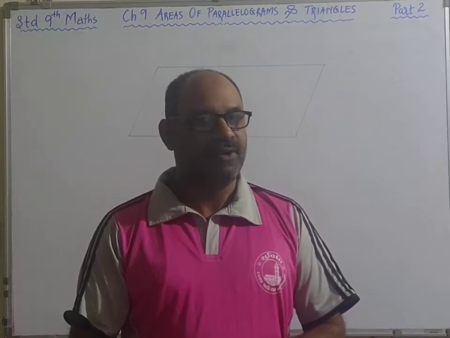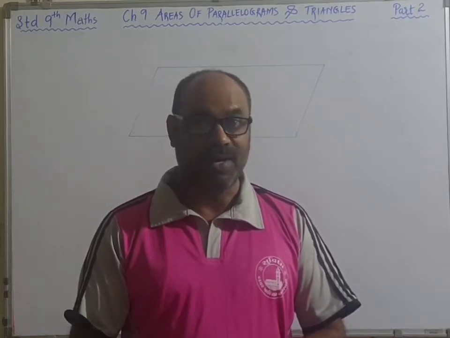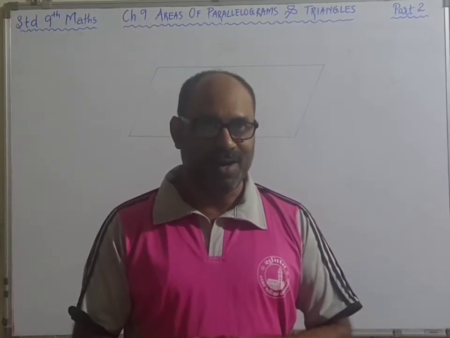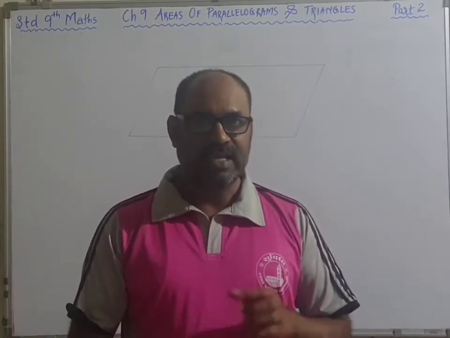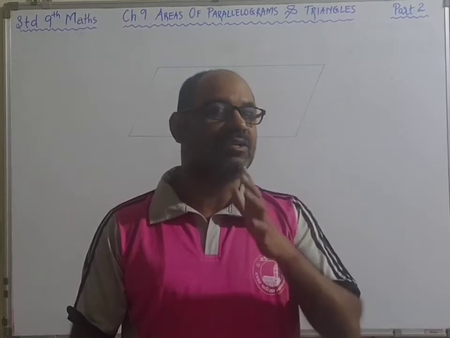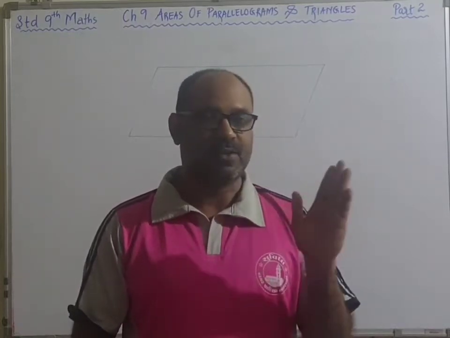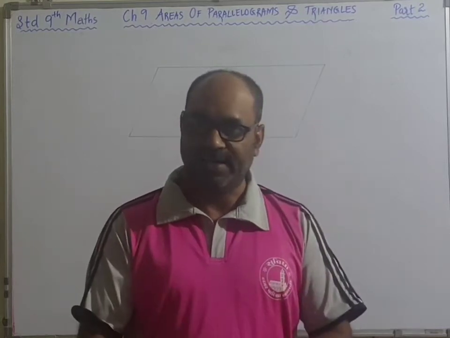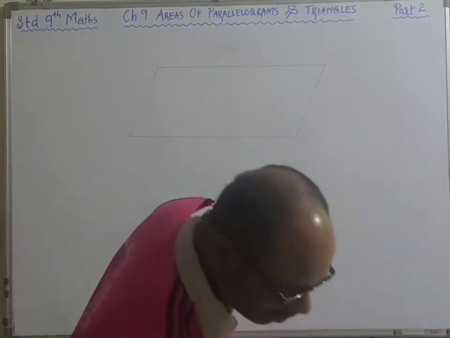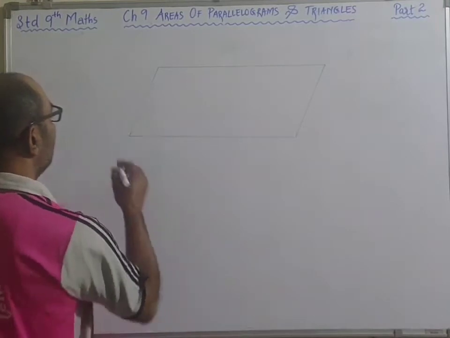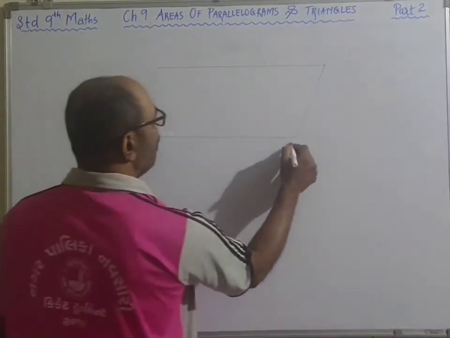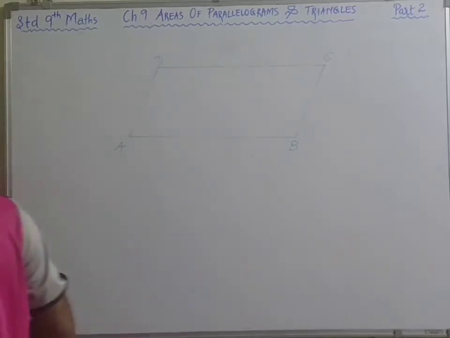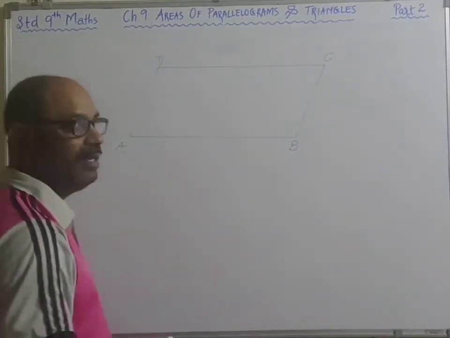Okay, and then we also derived the formula to find area of parallelogram. And what is the formula to find area of parallelogram? Yes, it is simply base into corresponding altitude. There is no half multiplied to this product of base and corresponding altitude. Okay, so here is one parallelogram A, B, C, D.